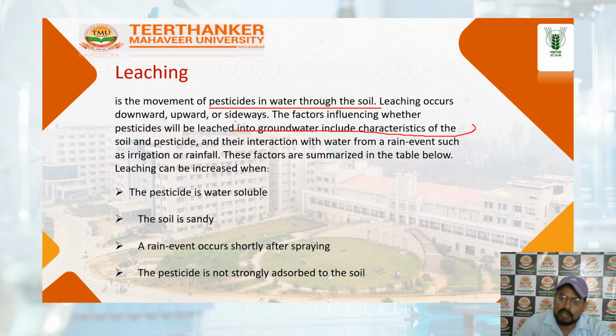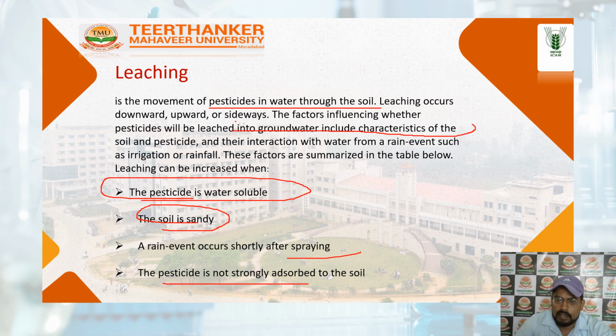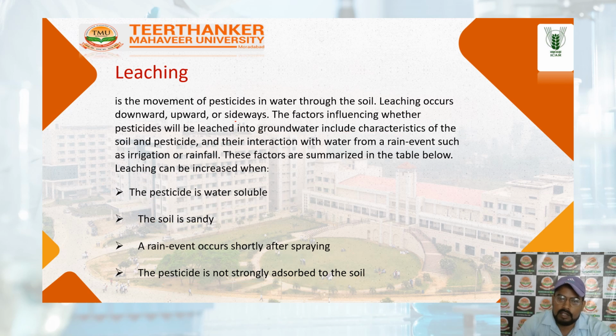So the factors are summarized in the table, such as the pesticide being water soluble, and the intake by human health. If the soil is sandy, the movement is more. The same event occurs after spraying, and the pesticide is absorbed in the soil. So these are the characteristics after leaching of the pesticide insecticide added in the soil. So the effect is more and more.